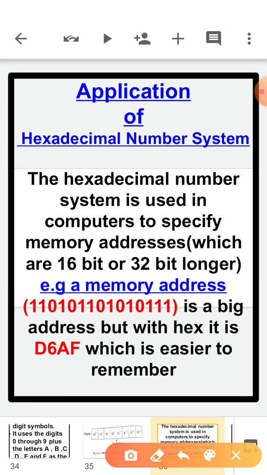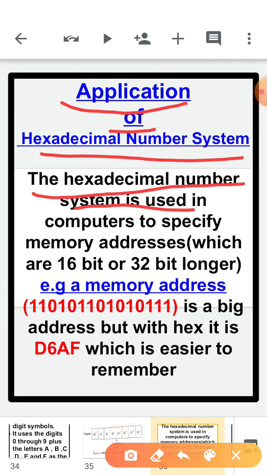Then what is the need of hexadecimal? Application of the hexadecimal number system. The hexadecimal number system is used in computers to specify the memory address, which are 16-bit and 32-bit long. For example, in your computer you are having memory addresses in binary form. See, the computer always deals in binary. So that big binary number contains lots of combinations of 1 and 0. So it's a big address, children. So that is not possible to remember easily.